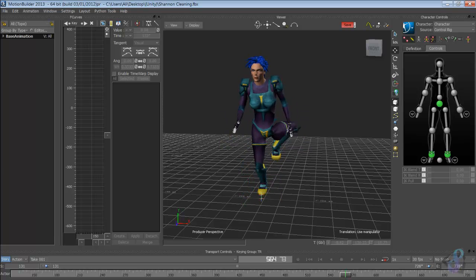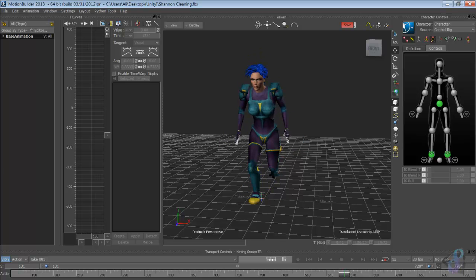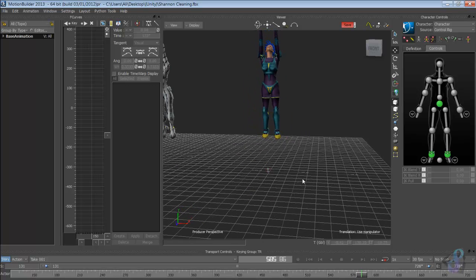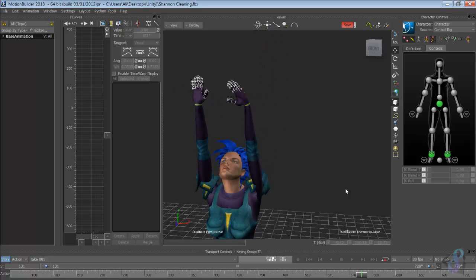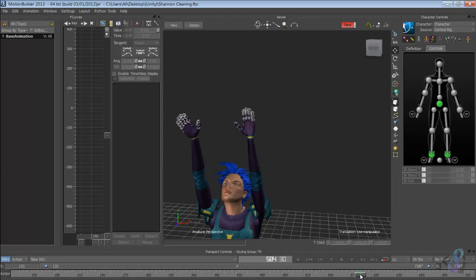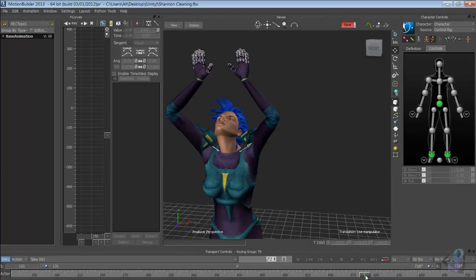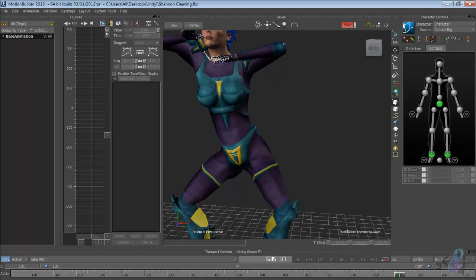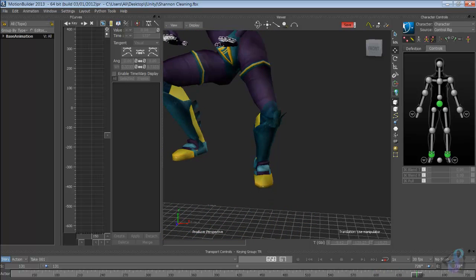So we still have that leg problem here, but most of the jerkiness on hands and even head is solved. For example, here, yeah, it's solved.